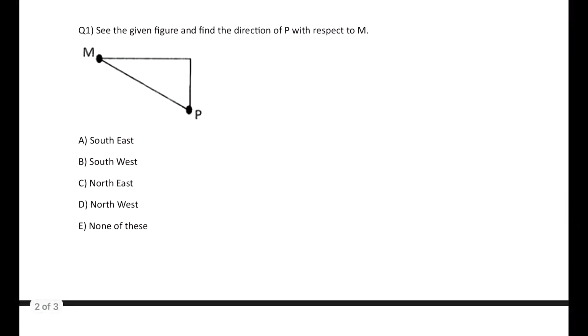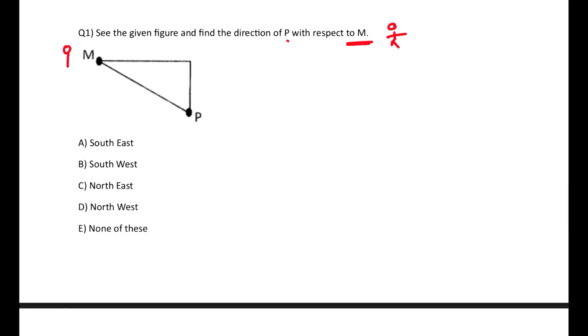Now comes my favorite question, with the help of which I will explain the concept of direction sense test from the foundation. Read the question carefully. In the given figure, find the direction of P with respect to M. That means you have to give all the respect in this universe to M. That is your reference point. Reference point means assume you are standing at M and you wish to go down to P. If you make a map exactly at the point M, then you will realize that this point is between east and south. So the point P has to be the southeast.